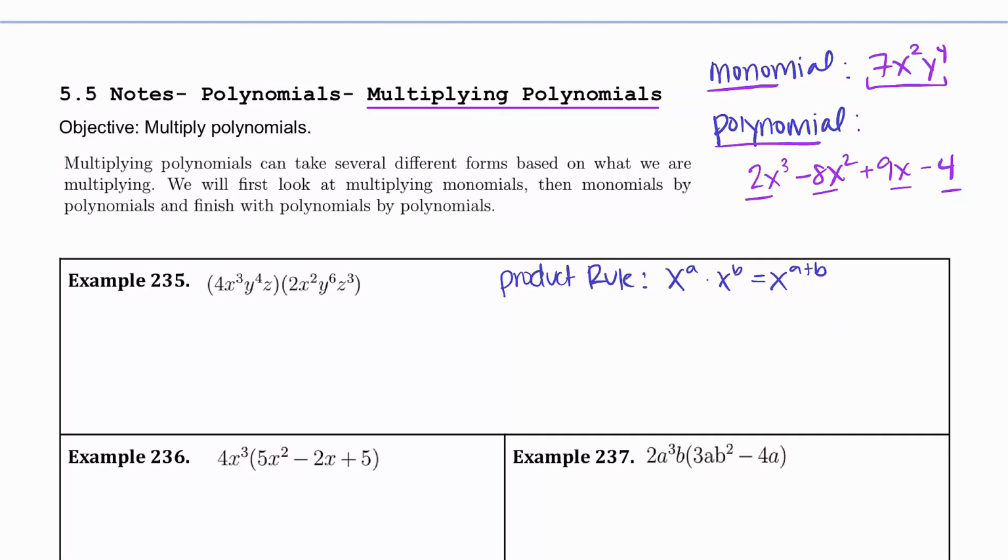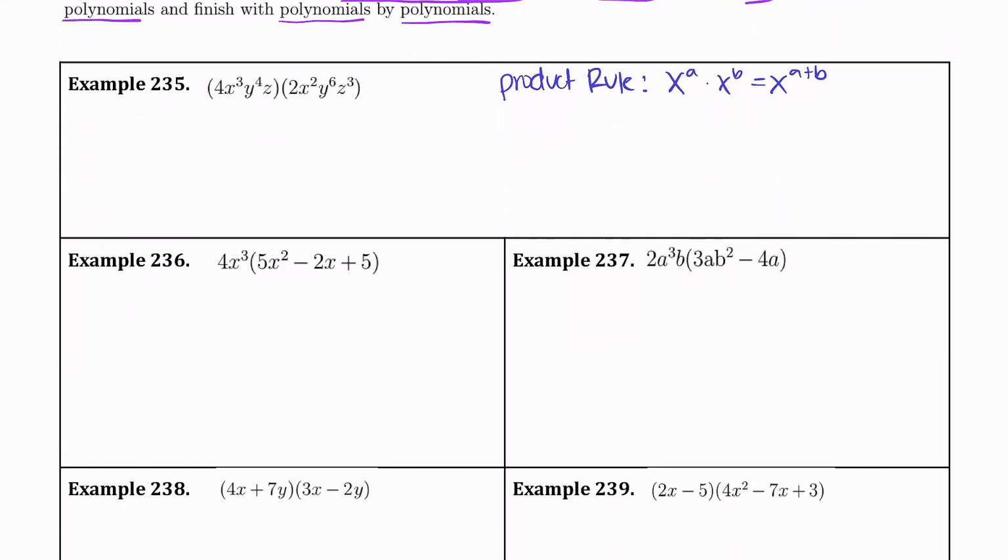So when we are multiplying polynomials today, we're going to start out just multiplying monomials, a monomial times a monomial. Then we're going to do a monomial times polynomials. Then we'll end with polynomials times polynomials. And one thing we need to remember here is one of our exponent rules: when we are multiplying, we use our product rule. Our product rule says that if we're multiplying things with the same bases, we keep the base and we add our exponents.